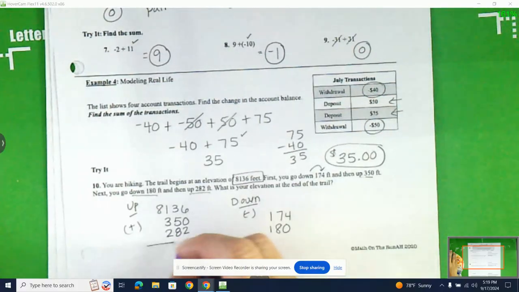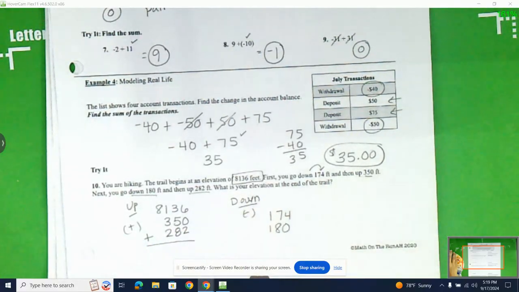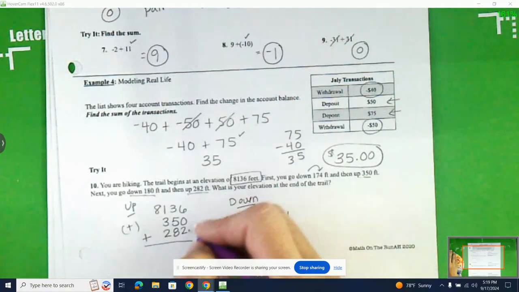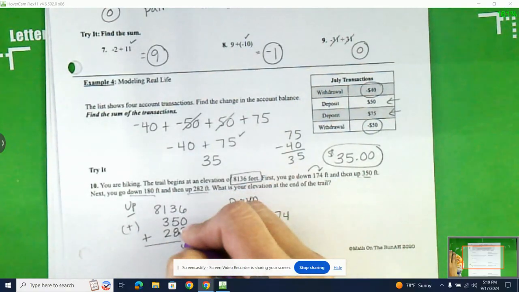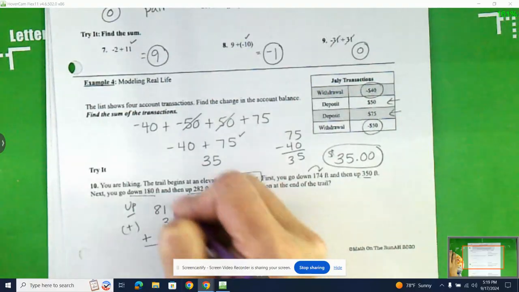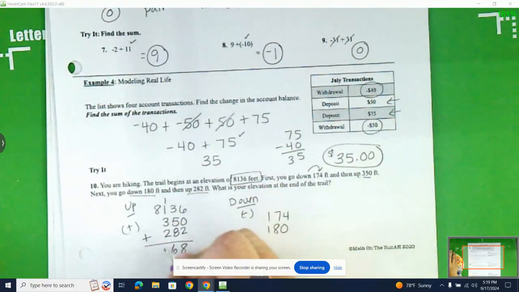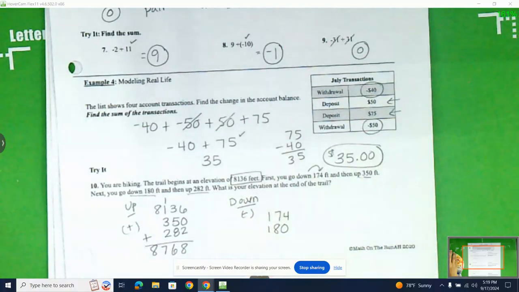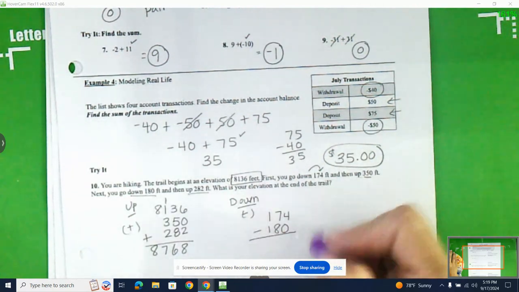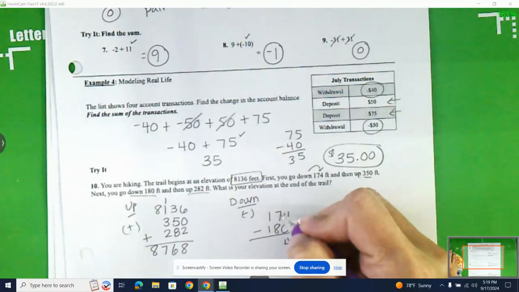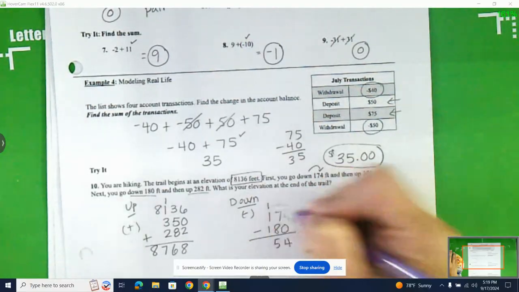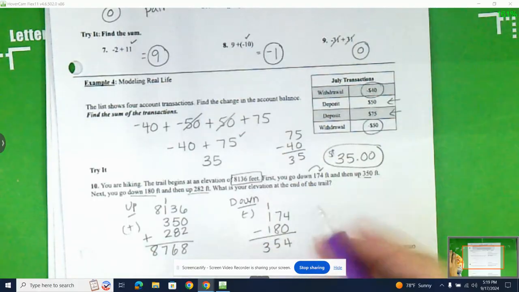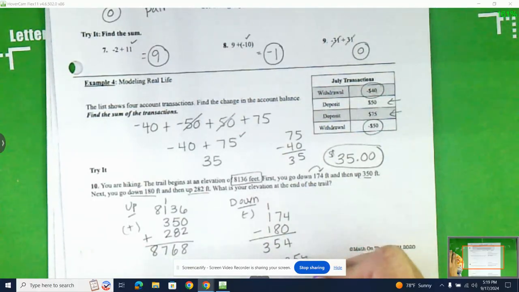So taking our sum of all of our positives here, lining up our numbers, we have 8. 8 plus 8 is 16. Carry the 1. 5, 6, 7, and 8. So we have 8,768 feet elevation. And then coming down or descending, we have 7 and 7 is 14, 15. Carry the 1. But remember that this is down, so this is actually -354.